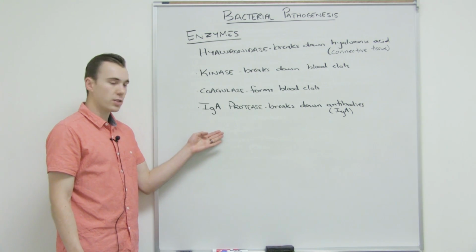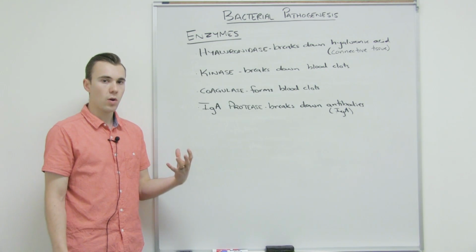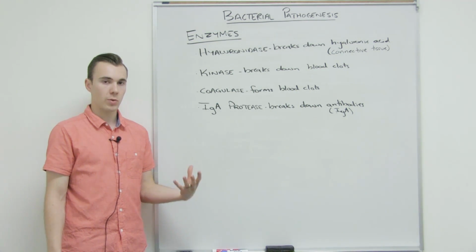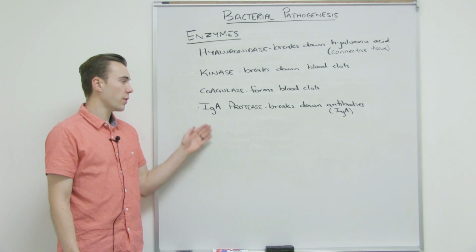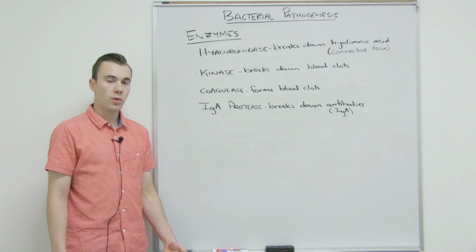A bacteria does not want to be destroyed. They want to be able to continue to colonize, grow, and not have those interruptions. Therefore, they create IgA protease, which is going to break down those red flags in order to avoid the body destroying it.